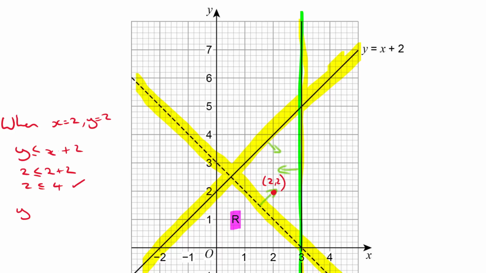Is y greater than 3 minus x? Is 2 greater than 3 subtract 2? So is 2 greater than 1? Yes, it is. And then finally, is 2 less than 3? Yes, it is. So the point 2, 2 satisfies each of those inequalities. So R is actually that region there.